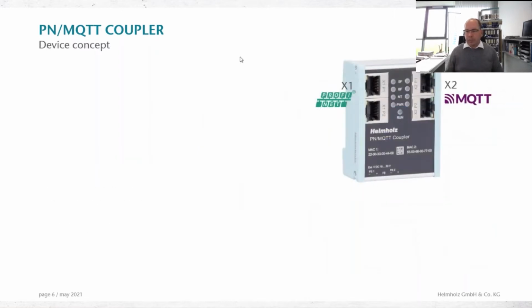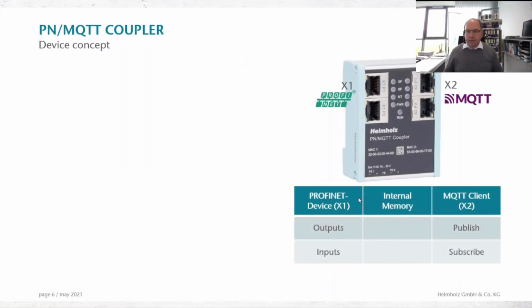Okay, to go a little bit deeper into the device concept. On the left side, we have this PROFINET interface, and the PROFINET device has outputs. So from the PLC comes data, and we have inputs. The outputs are directly copied to the MQTT client side. And if an output changes, the MQTT client directly sends this information. And the same on the other side.